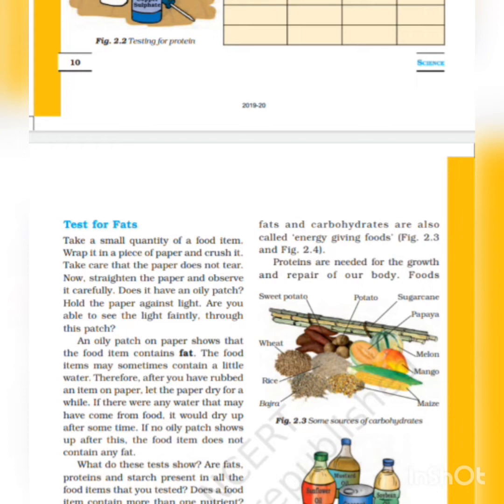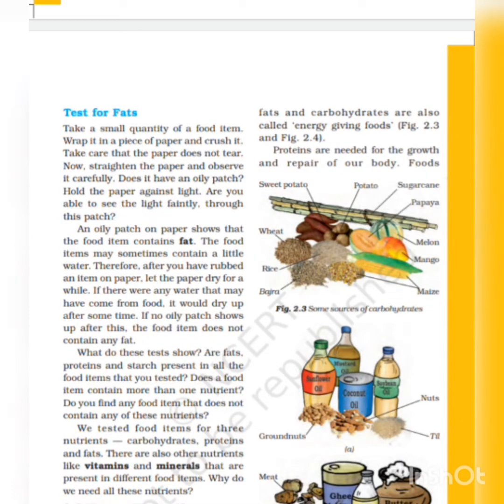Okay? Therefore, we understood how we can check whether the food contains carbohydrate or protein or fat. Now there are more nutrients which are called vitamins and minerals. Why do we need all these nutrients? What do these nutrients do for our body?